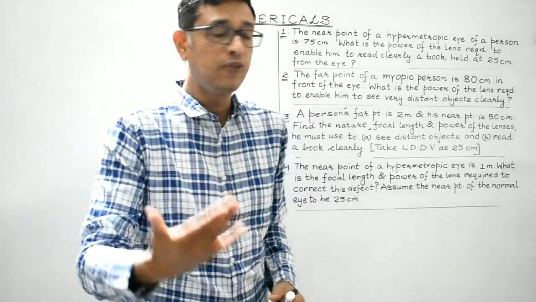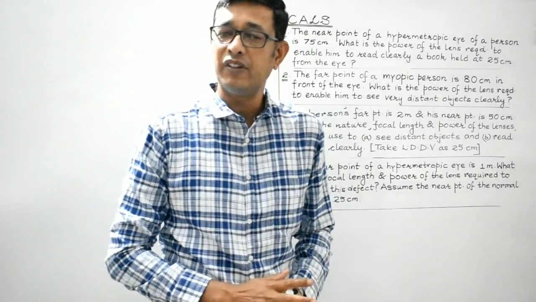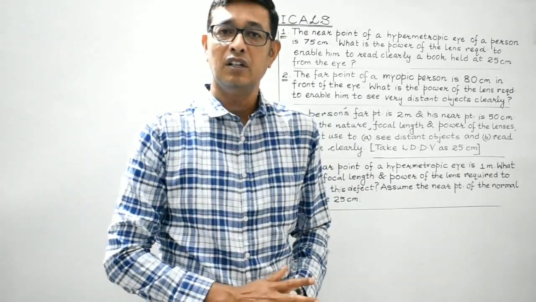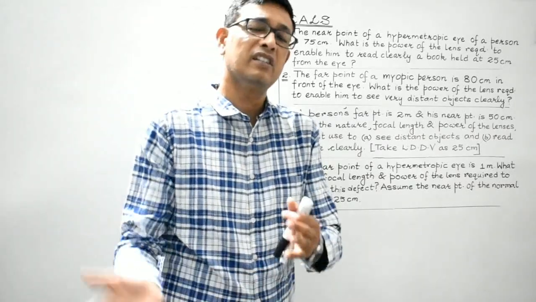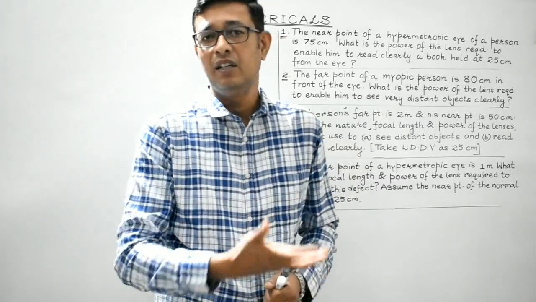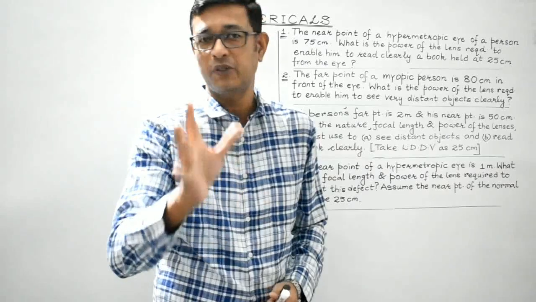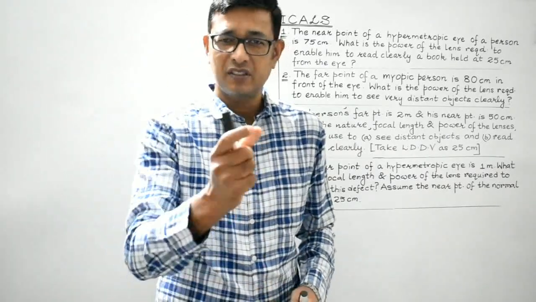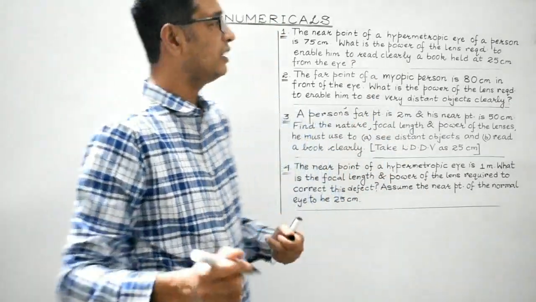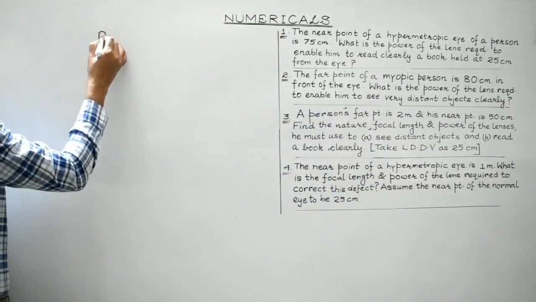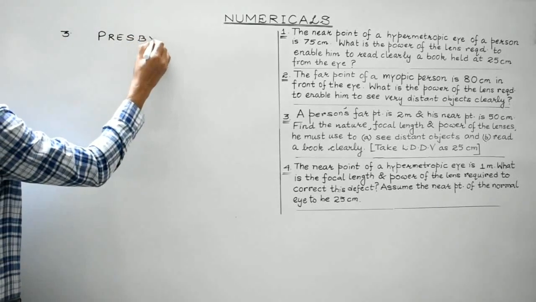And before we start dealing with these numericals, there is one more eye defect which I would like to explain. That is presbyopia. Actually, there are some other defects as well, like cataract, presbyopia, astigmatism, but I will restrict myself to presbyopia, right? So let's first discuss this topic briefly and then we'll continue with these numericals, right? So this is the third type of defect which we are studying. It is presbyopia.